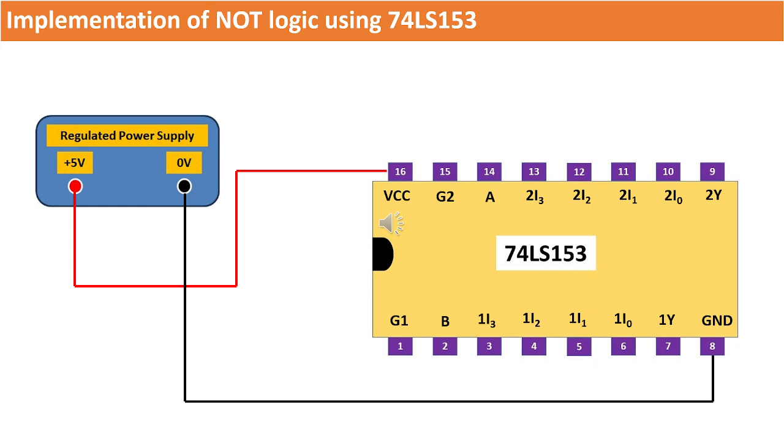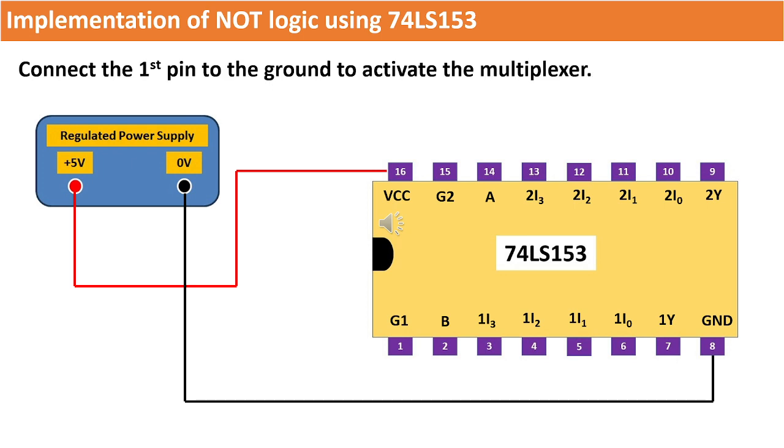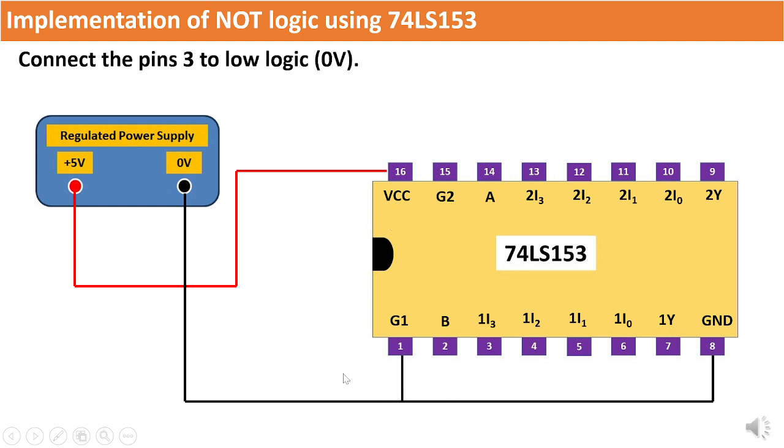To enable the multiplexer, connect the first pin to the ground terminal. This pin, denoted as G1, serves as the strobe input for the upper multiplexer, ensuring that the multiplexer is now ready to operate. Connect pin 3 to low logic, 0 volts, and connect the 6th pin to high logic, that is positive 5 volts.